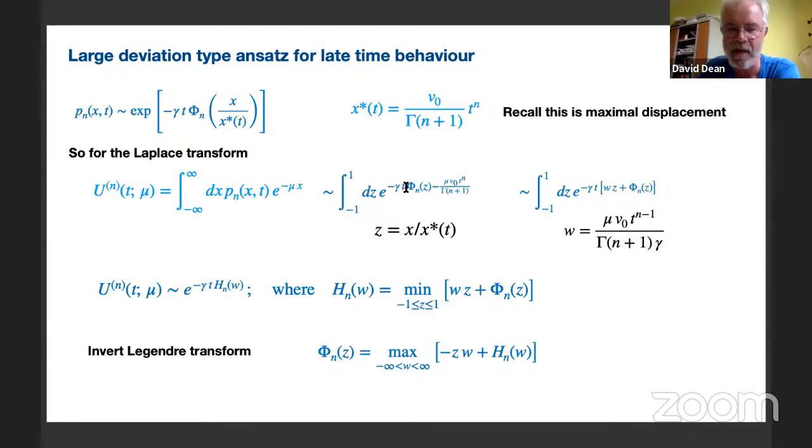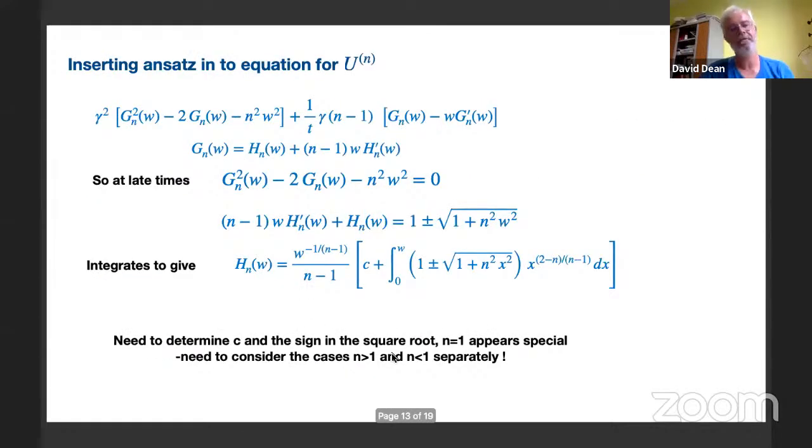So if I go back to the calculation in terms of z, it's just given by a saddle point. Okay, so basically it means if I can compute this function h_n of w, I can invert this Legendre transformation, and I can compute this large deviation function for the probability distribution function.